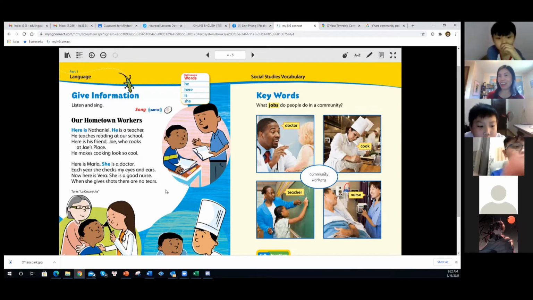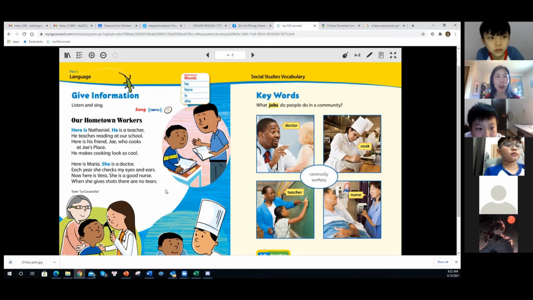Okay. Do you know that? What is it in Vietnamese? Give a shot. Yeah. So give a shot. Is tiêm, đúng không? Tiêm thì mình nói là give a shot. When she gives shots, there are no tears. It means she's good. She doesn't make it painful, right? She makes it not painful.